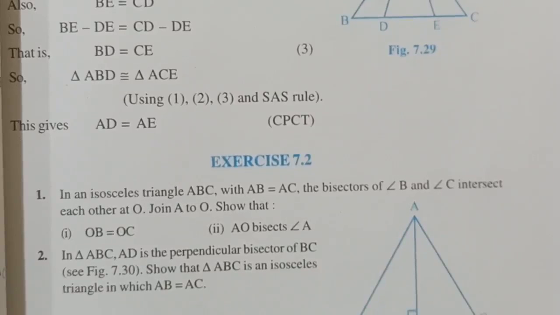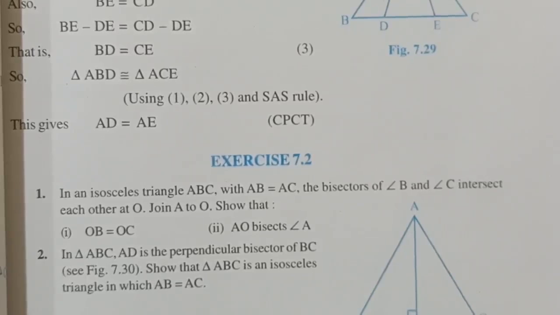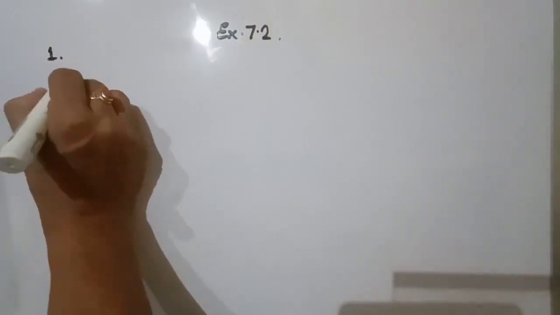Next, exercise 7.2, question number 1. In an isosceles triangle ABC with AB equal to AC, the bisectors of angle B and angle C intersect each other at O. Join A to O, so that Roman number 1, OB equal to OC, and Roman number 2, AO bisects angle A. Number 1, solution.